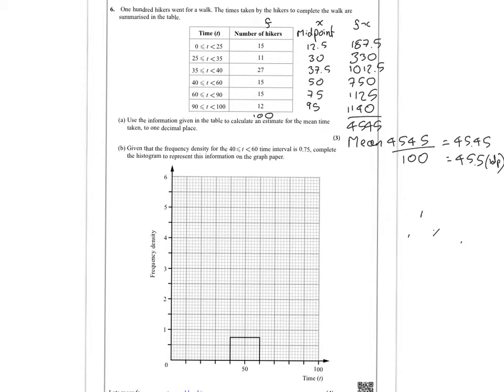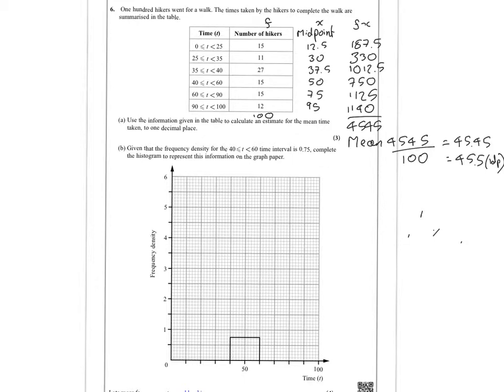Okay, and does that look about right? Yeah, most of the people are kind of in the middle there, so 45 looks about right. Then it says, given that the frequency density for 40 to 60 is 0.75, as shown on the graph, complete the histogram to represent the rest of the information on the table.